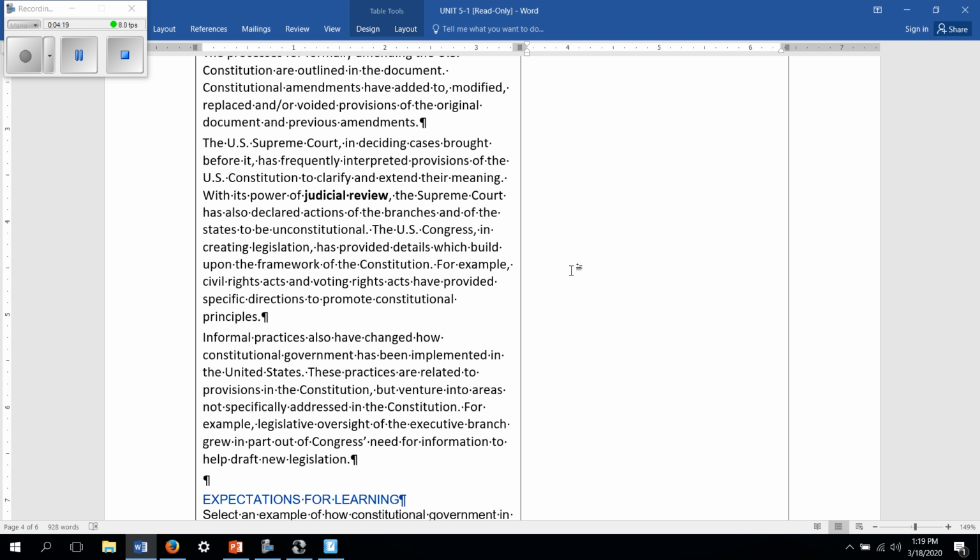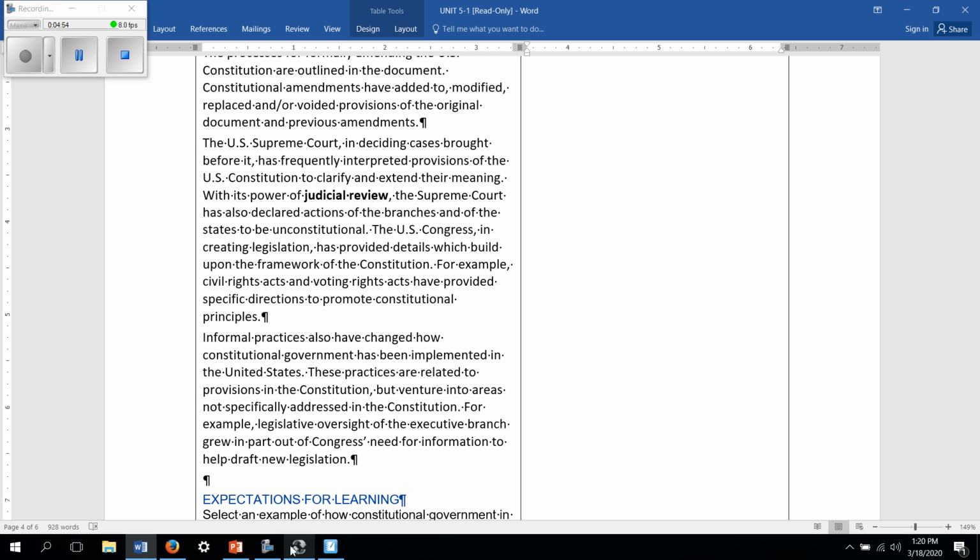The U.S. Congress, in creating legislation, has provided details which build upon the framework of the Constitution. For example, Civil Rights Acts and Voting Rights Acts have provided specific directions to promote constitutional principles. We looked at those rights and those voting rights, identifying what needed to be strengthened for voting rights, especially for minorities and people with disabilities. All of those are extremely important.